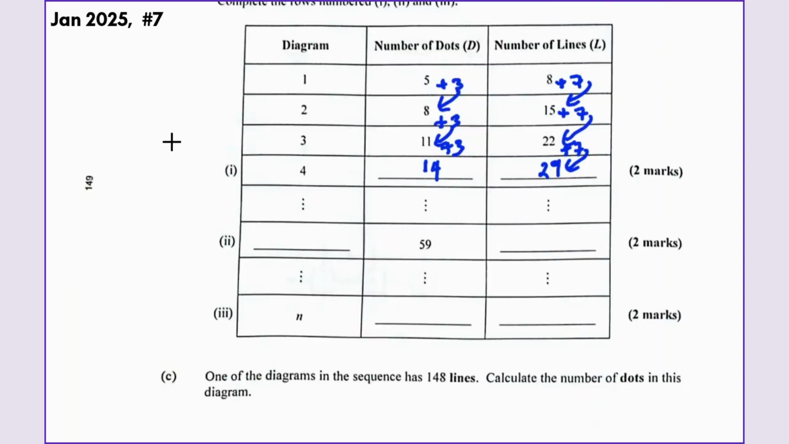Now we move on to part 2 of this question, where we are only given the number of dots as 59, and we are asked to find which diagram number this is referring to and how many lines are supposed to be input right here.